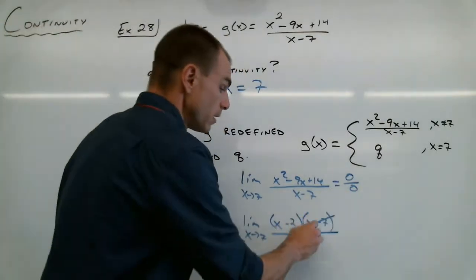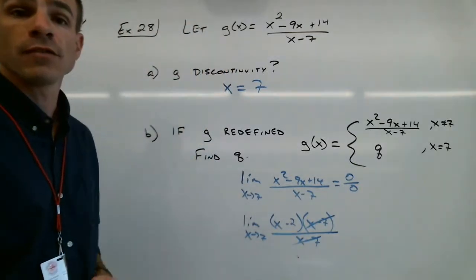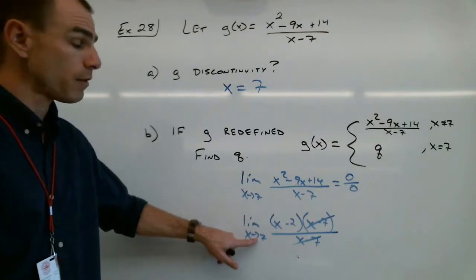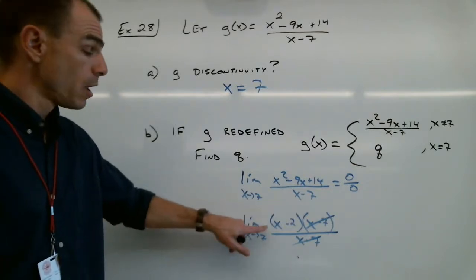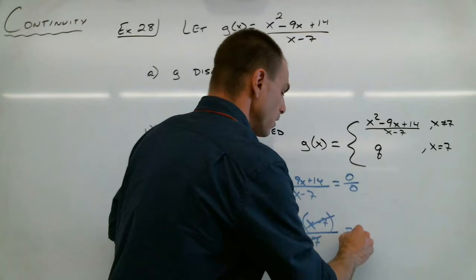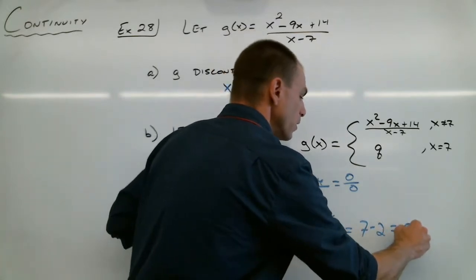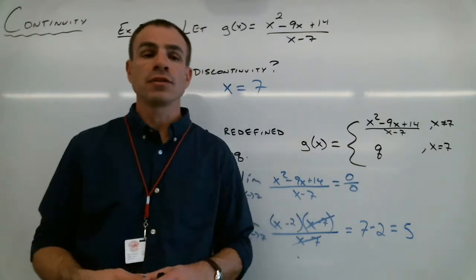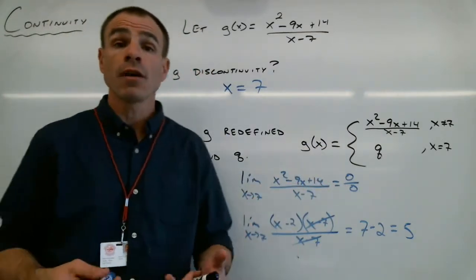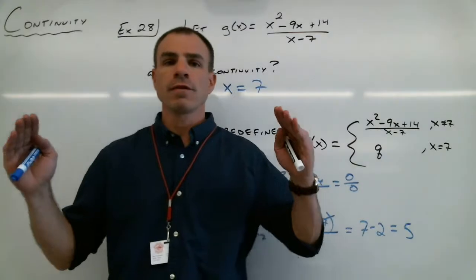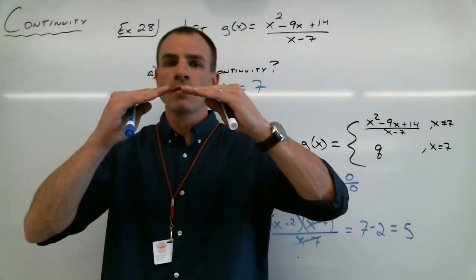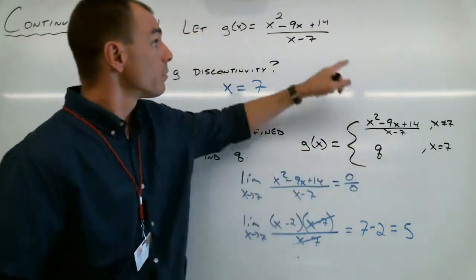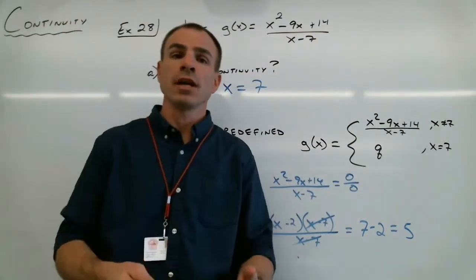Well, we can eliminate our issue now. The x minus 7s are going to cancel each other out. We're interested in the limit as x approaches 7 of x minus 2. Well, when we plug that 7 in, we have 7 minus 2, which gives us 5. So the limit as x approaches 7 of our function is 5. That means our function is heading towards the value of 5. It's not equal to 5, though, yet, all right, because we can't plug 7 in.